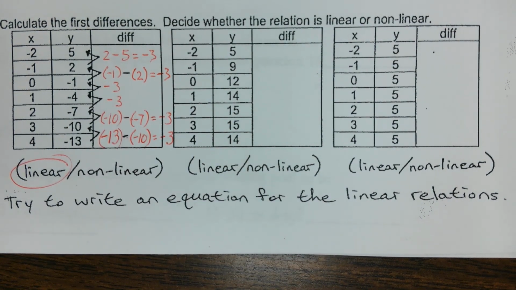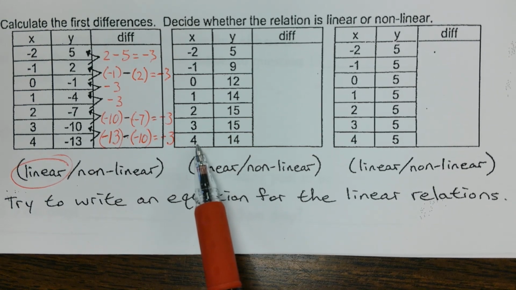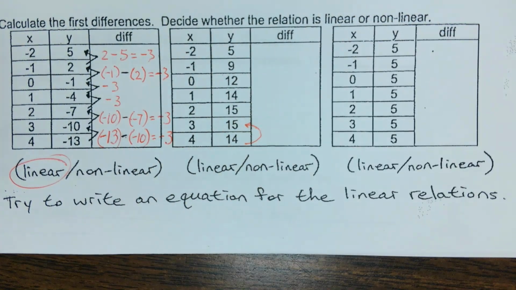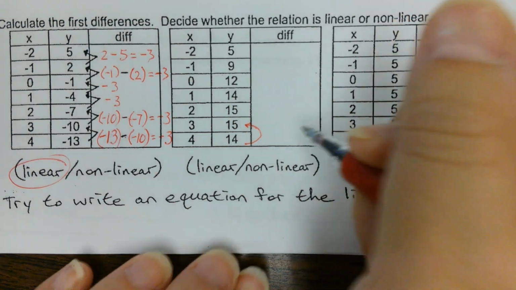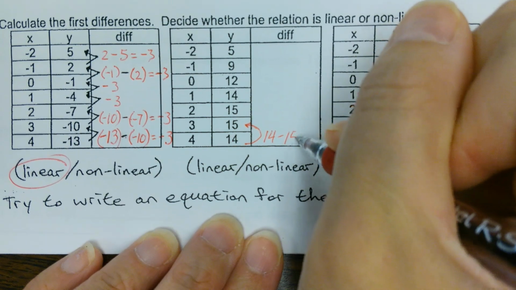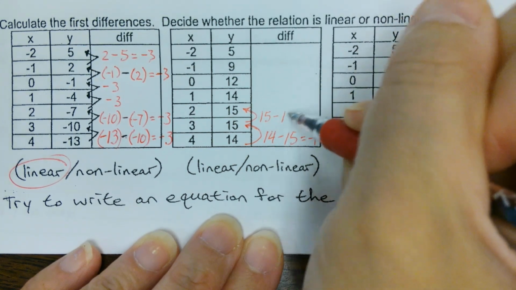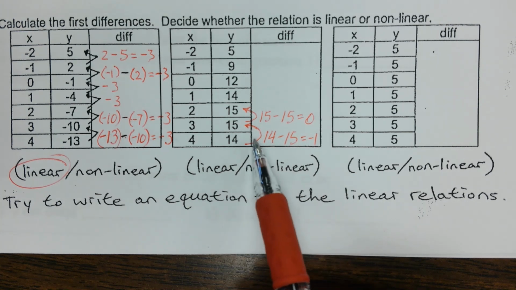Not yet, we're doing a lesson right now. Okay, can you guys try this one? So first off, check the x value. Yep, it's in order. Do the first difference. Okay. So 14 minus 15, you get -1. 15 minus 15, what do you get? 0.